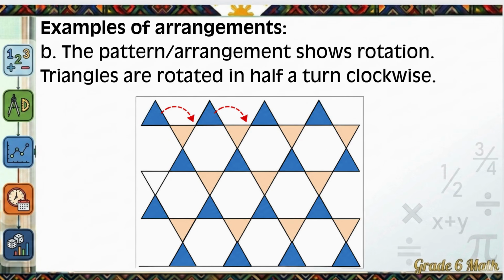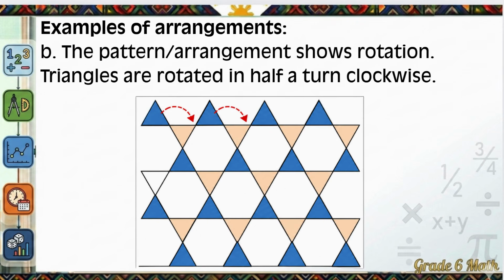Anti-clockwise arrows. What is happening in the pattern? The key idea here is rotation. Rotation means turning a shape around a point. In this pattern, each triangle is rotated half a turn clockwise. A half turn means turning 180 degrees, like turning something upside down.